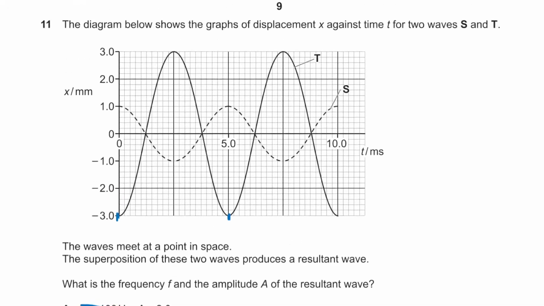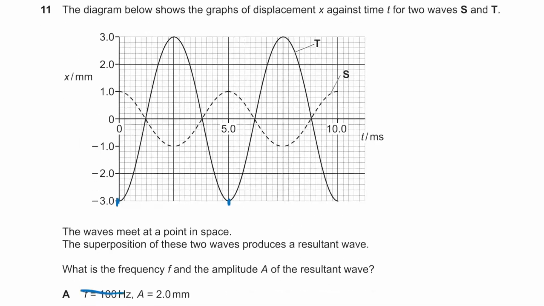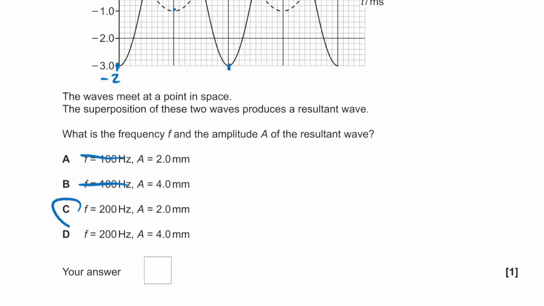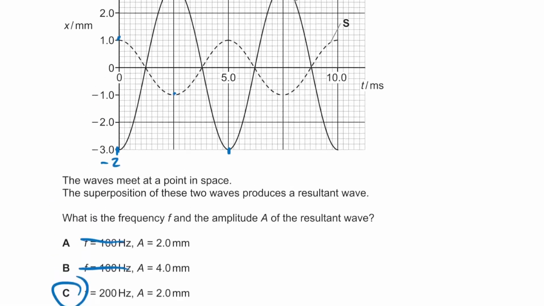The amplitude, well, let's have a look. We can see that we have 3 plus -1 there, and so that's going to give us 2 essentially. Let's write it down there. So therefore the amplitude is just going to be 2. So the answer is C.